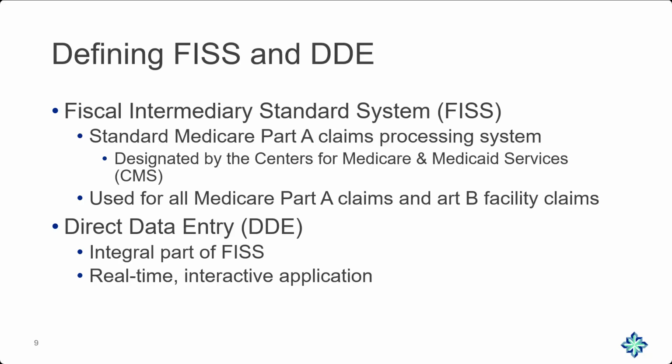So FIS is a standard system, meaning all contractors who process Part A claims have to use it. You might also hear or see FIS defined as the Fiscal Intermediary Shared System. You may see it listed that way on the CMS site. So I just wanted to make sure that you knew that those are both correct terms, whether you see it as shared or as standard. It's shared because all contractors share the use of it, but it's also the standard system because, like I said, that's the one that CMS has designated for use.